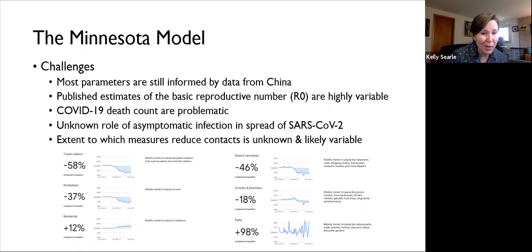Additionally, the extent to which measures actually reduce contacts is unknown, and it's highly variable. Contact patterns are difficult to quantify under normal conditions. The proportional reductions under the different mitigation strategies that we're in right now are completely unknown and highly variable, and still remain difficult to quantify. The graphs on the bottom show what Google has been collecting and publishing, and these are specific to Minnesota, but these don't really capture the entire story. Next slide.